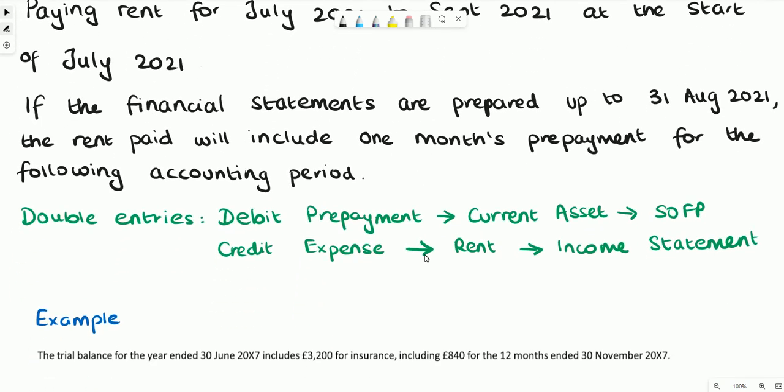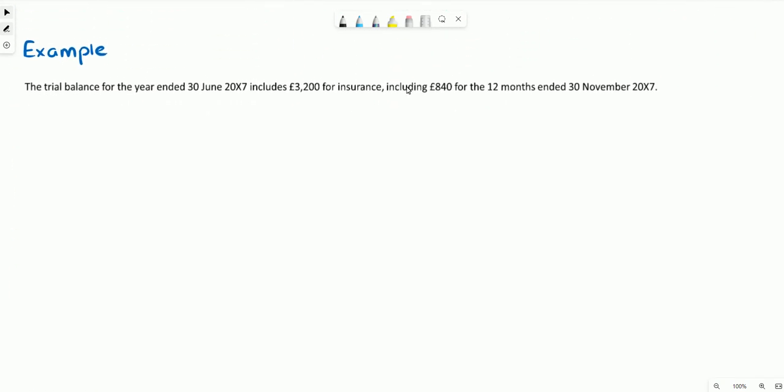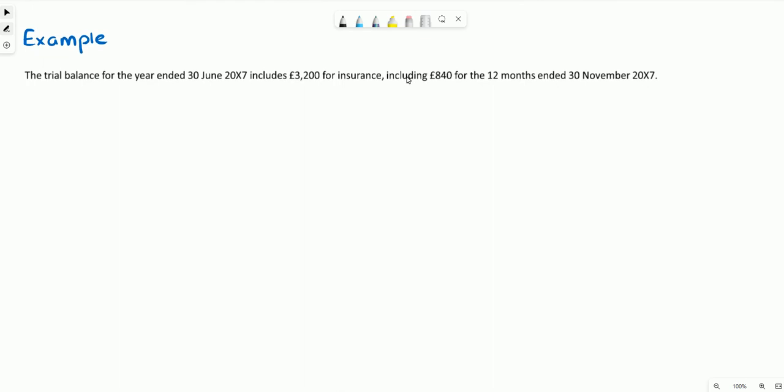Now let's look at another example. So the trial balance for the year ended 30th of June 20x7 includes £3,200 for insurance, including £840 for the 12 months ended 30th of November 20x7. What I normally do whenever I work out a prepayment question, I tend to draw a timeline, and that timeline will help you visualize which part is the prepayment and which part is the expense.